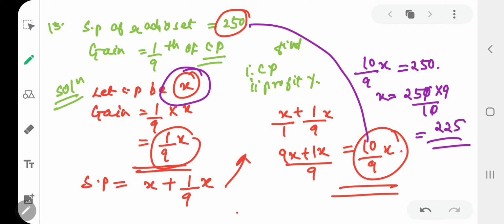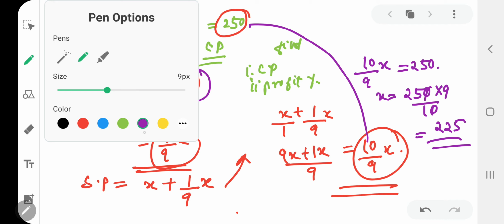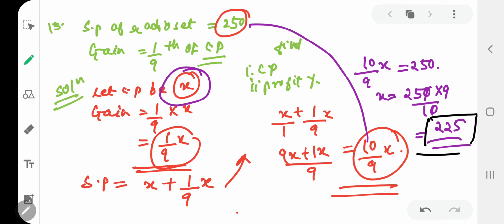Once you got the CP, now the problem is easy. CP आपके हाथ में है. Okay, I'm sorry. Okay, I'll take black. CP आपके हाथ में है. SP आपके हाथ में है. दोनों को कंपेयर करो. क्या प्रॉफिट है या लॉस है वो फाइंड करो. Once you got the profit, you have to find profit percent.